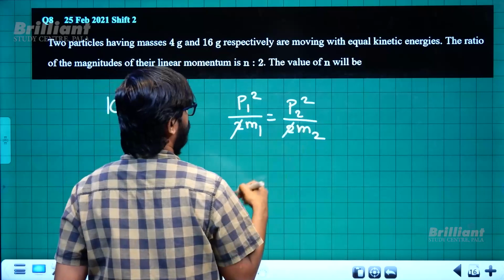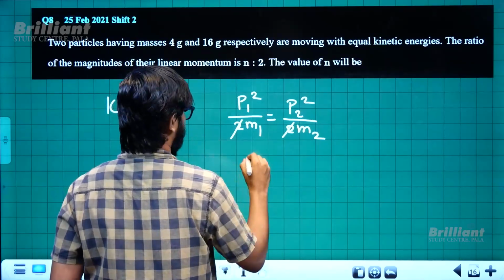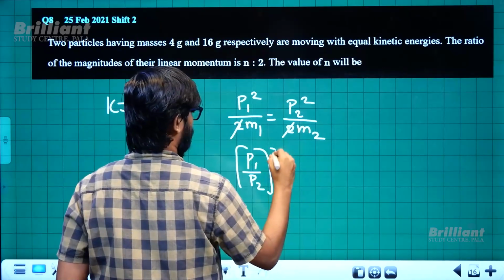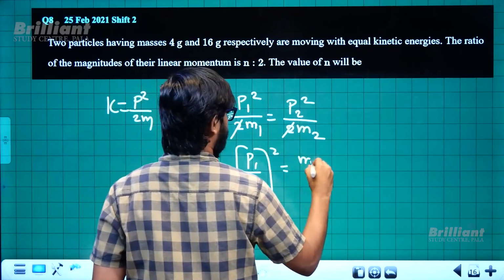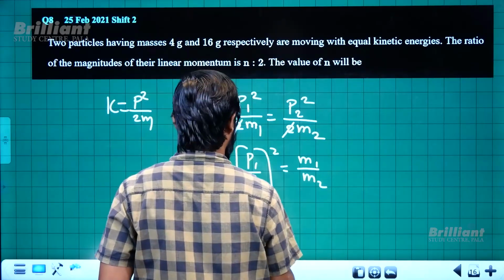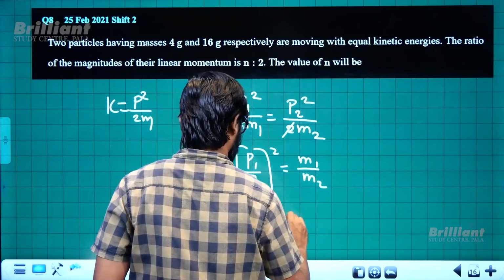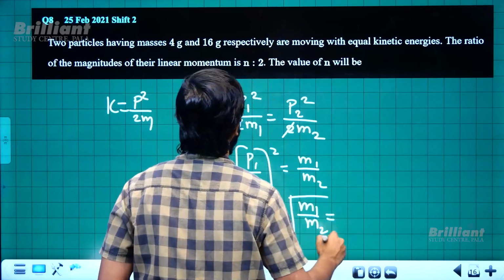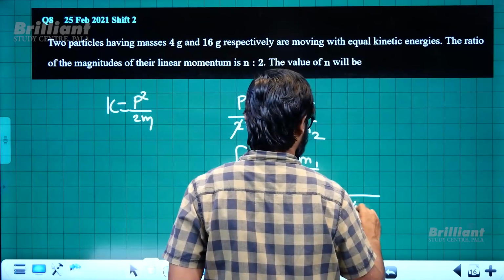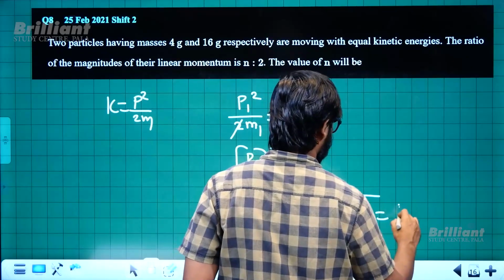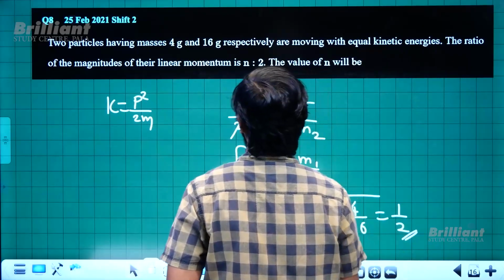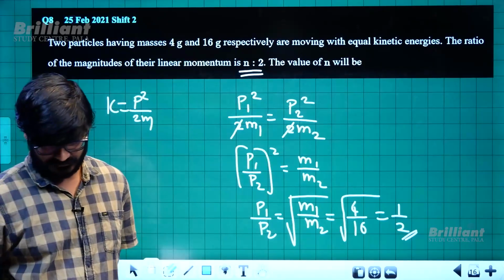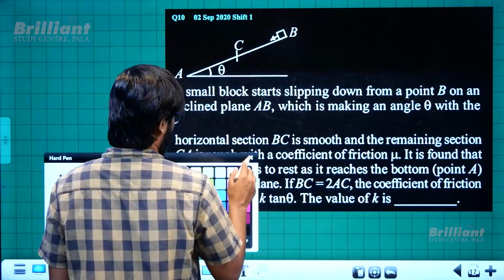This 2 and this 2 will go. Ratio of magnitudes of their linear momentum: p1 by p2 whole square, when you bring this p2 here, you will be getting m1 by m2. So p1 by p2 equals square root of m1 by m2, that is square root of 4 by 16, which is 1 by 2. So 1 is to 2, right? Yes. Yeah, you can look at the next question.